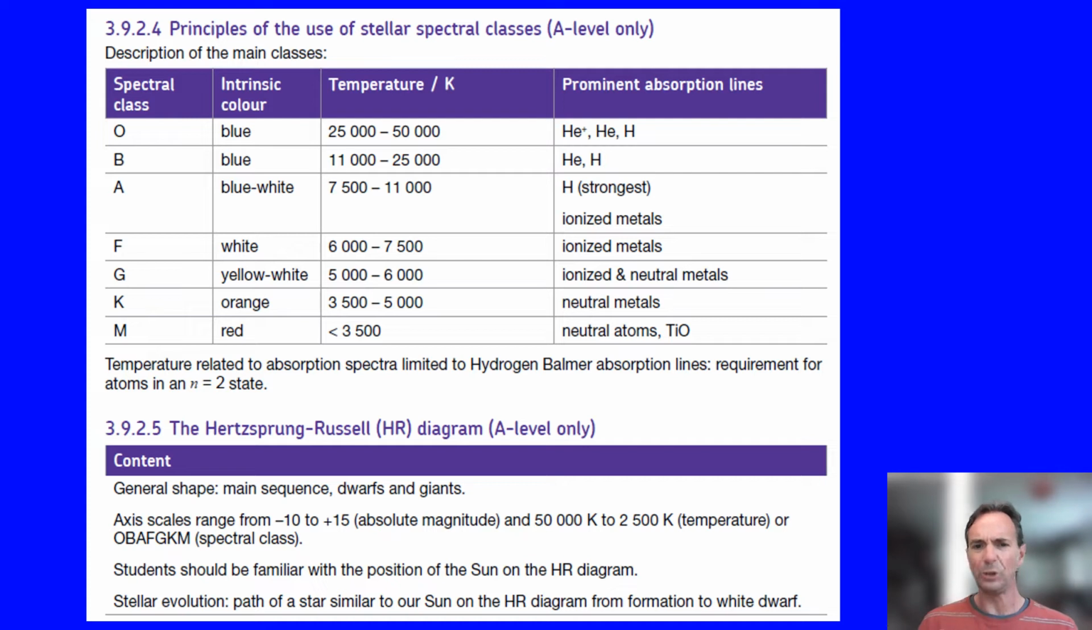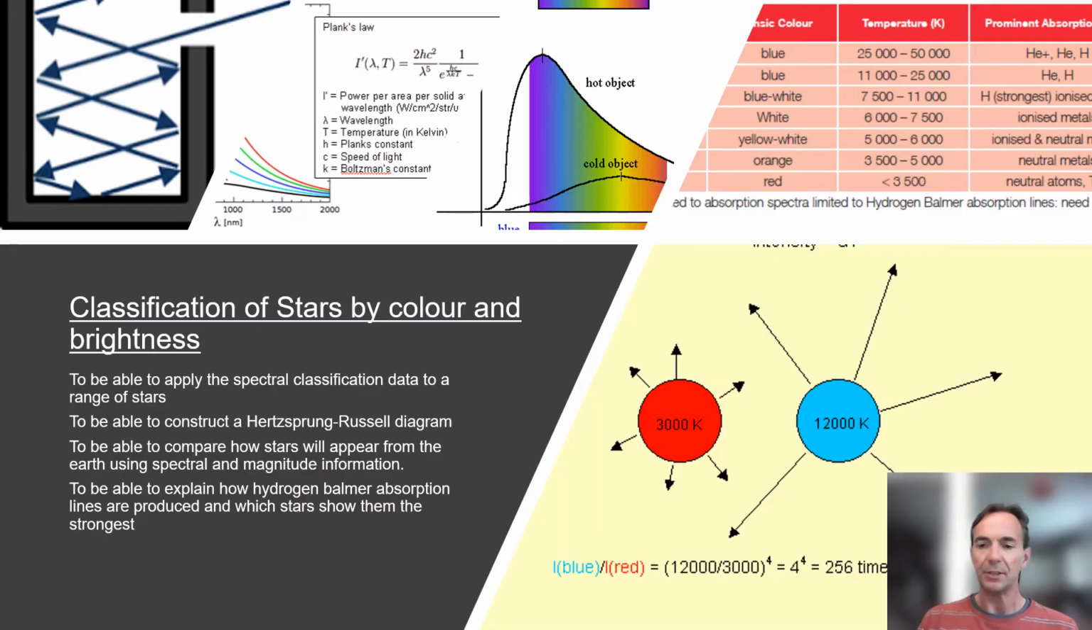But a lot of it centres around the fact that there are different types of stars that have different colours, different temperatures, and different types of spectra. And so if you've got your notes, get the title down: classification of stars by colour and brightness. Those are your 4 lesson objectives: to be able to apply spectral classification, which is what we're dealing with. That's what that table was. To be able to construct a Hertzsprung-Russell diagram, to compare how stars would appear using spectral information, and then talking about hydrogen Balmer absorption lines.